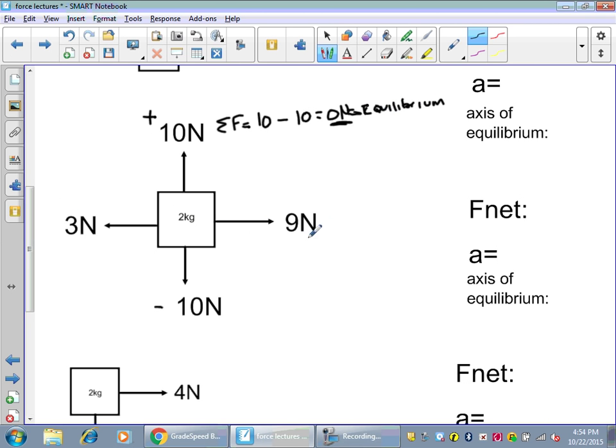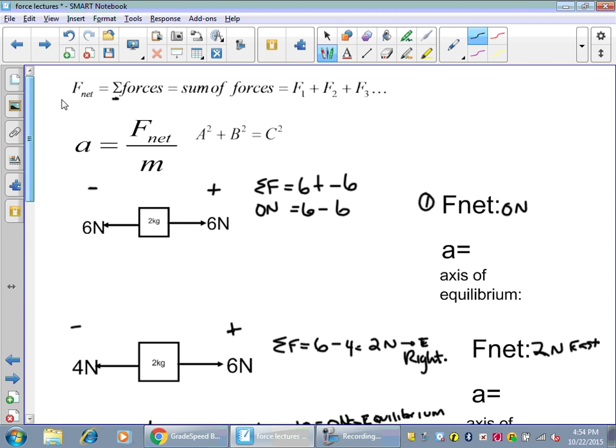Okay, and the x-axis, though, look at this, the sum of the forces. This is going to be positive. This is going to be negative. Ready? 9 minus 3. So what do I get? 6 newtons. 6 newtons to the right. Okay? Let's go back up here.